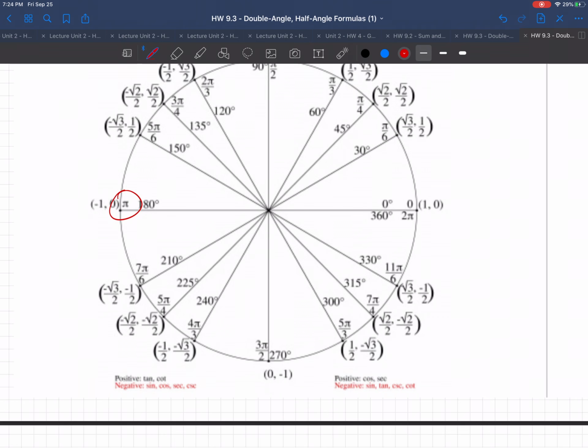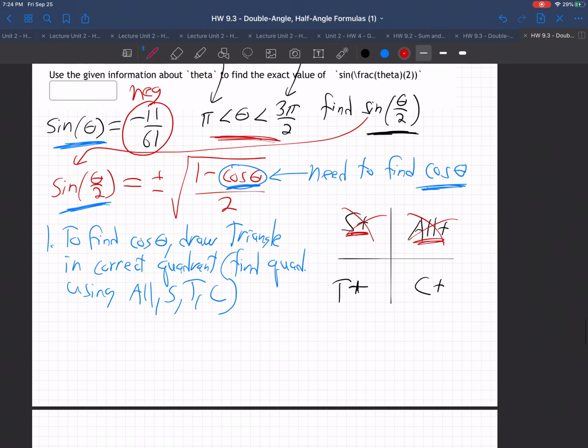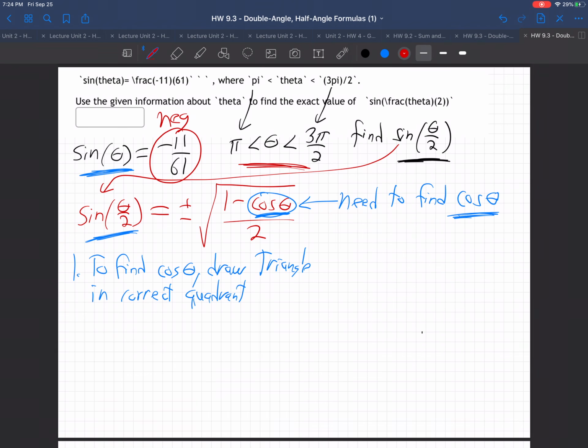Here's pi, and here's 3 pi over 2. So the angle is somewhere between these two, between pi and 3 pi over 2. So it's in the third quadrant. It's clearly in the third quadrant. So let me back up here. I don't need to use All Students Take Calculus or any of that stuff. In the correct quadrant, I can just get rid of all this and just say third quadrant from this information right here.